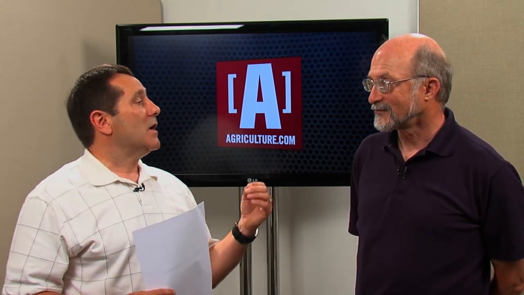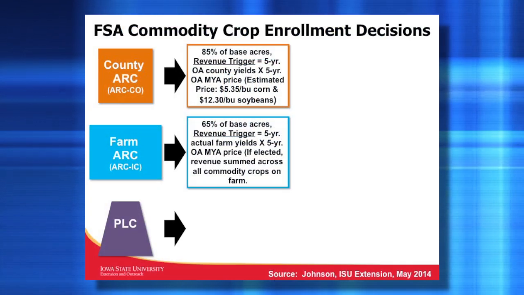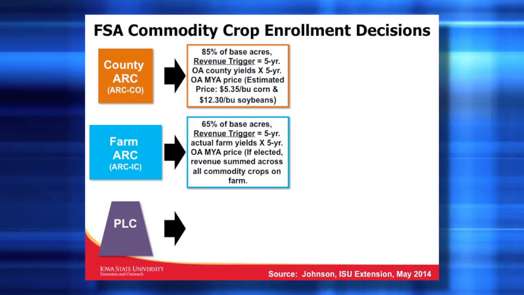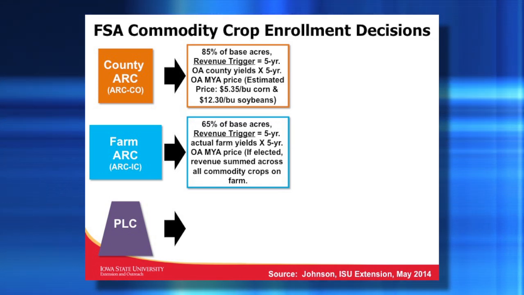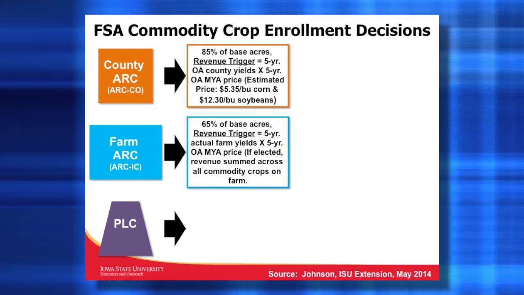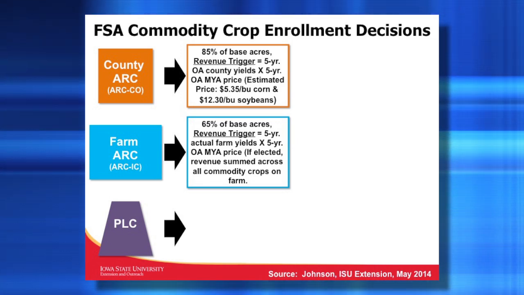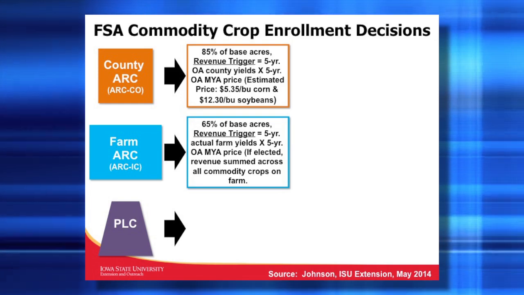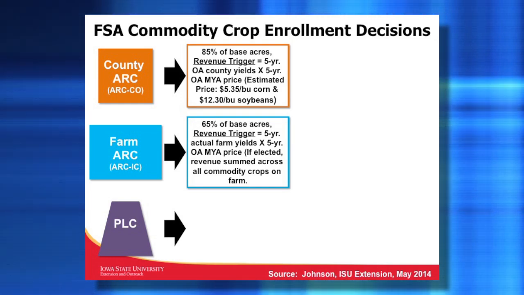They're both going to use the 5-year Olympic average yields, county or farm, and they're going to use the 5-year Olympic average marketing year average price. Olympic average, throw out the high and throw out the low, a 3-year simple. Multiply yield times price to calculate a benchmark revenue, multiply that number times 10%, and that's the maximum potential payment that could be made under that program.